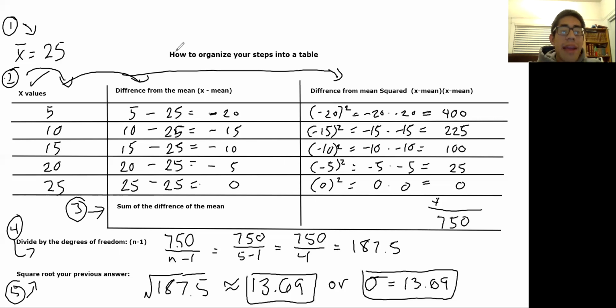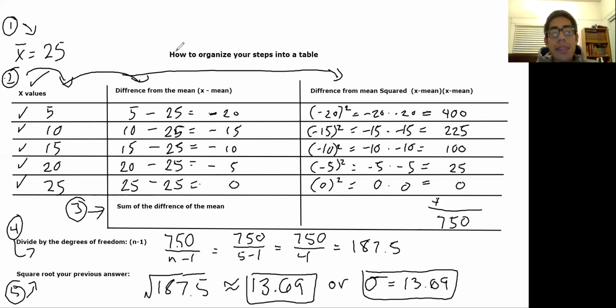If you notice, my X values are just my data set: 5, 10, 15, 20, these numbers right here. These are all just my data set. I put them in order from least to greatest. You don't have to do that, but it helps sometimes when you're dealing with large numbers to put them in order.